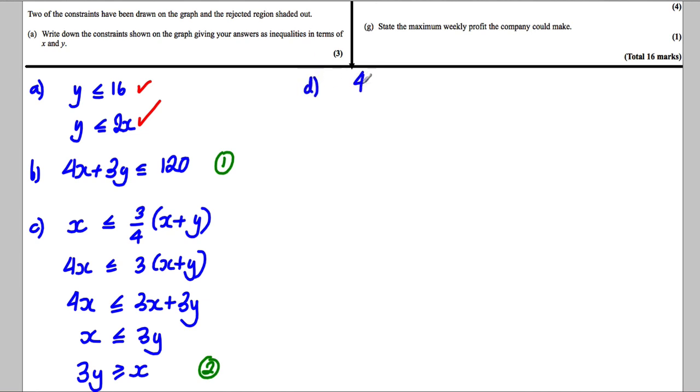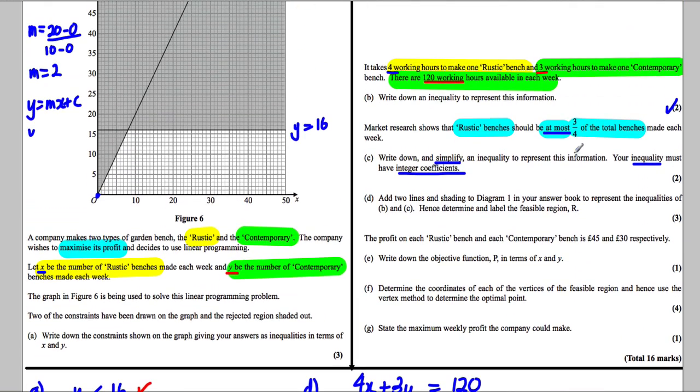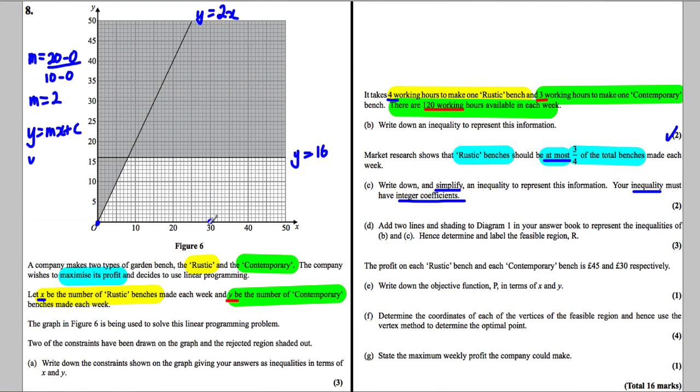Let's draw the line 4x add 3y is equal to 120 first of all. Now if x was equal to 0, 3y would be 120, so y would be 40. So the line passes through 0, 40. On the other hand, if y was 0, 4x would be 120, so x would be 30. So 30, 0 passes through. So let's plot those points 0, 40 and 30, 0. So 30, 0 is here, 0 across, 40 up is here.